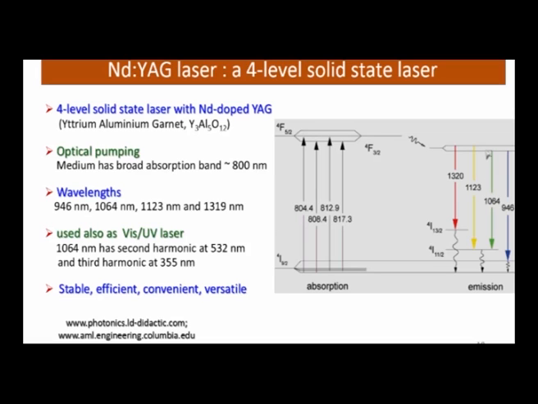We want more population here, less here. So we want to increase the population in the upper laser level. We want to decrease the population in the lower laser level. In a 4-level system, we do both of these.